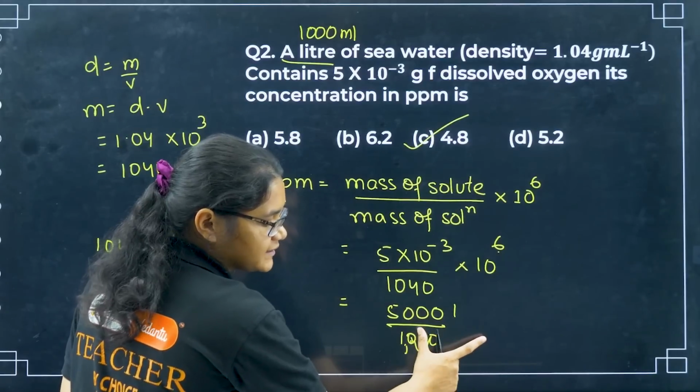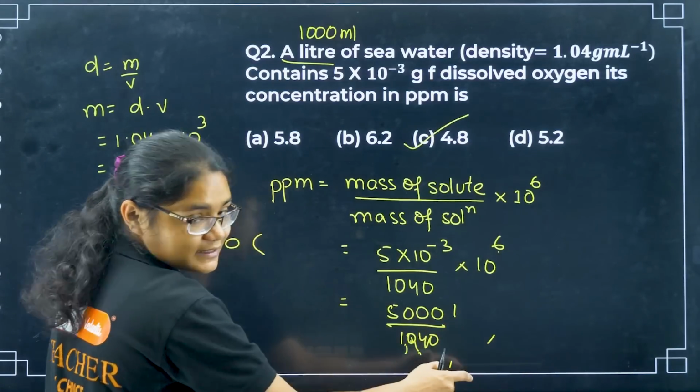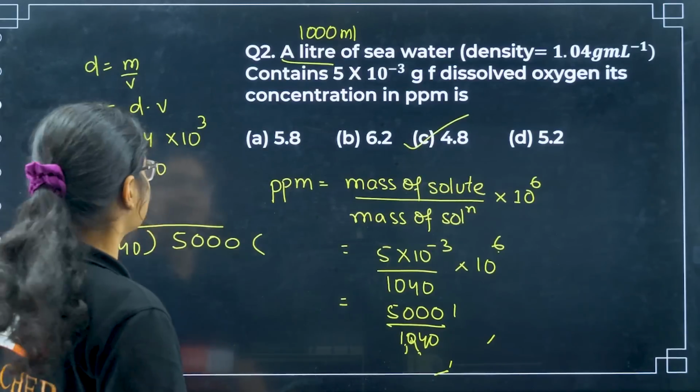If this denominator is increasing, the value will decrease. Something less than 5, only one option, option number C.